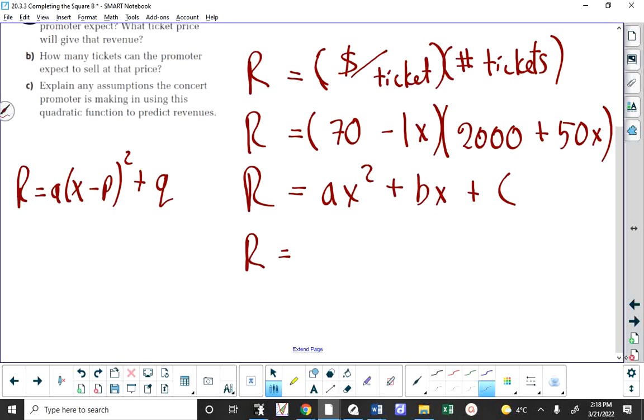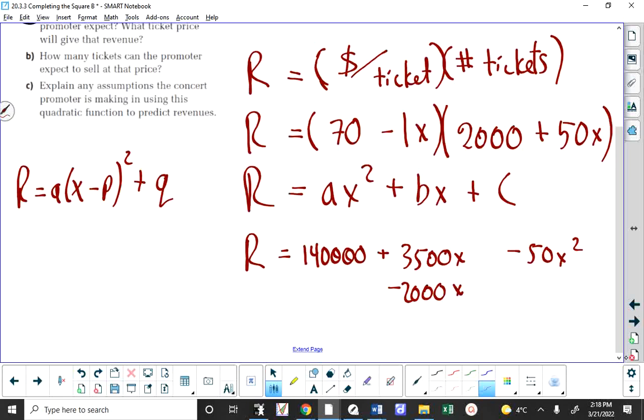I'm going to ask you to follow along on your calculator to double check things. When I take 70 times 2,000, I believe I get 140,000. And then my outer will be 70 times 50x, and I believe what I get there is 3,500x. Excellent. My inner is negative x times 2,000, which is negative 2,000x. And my last is the negative x times negative 50x, which is negative 50x squared. So we good with those numbers?